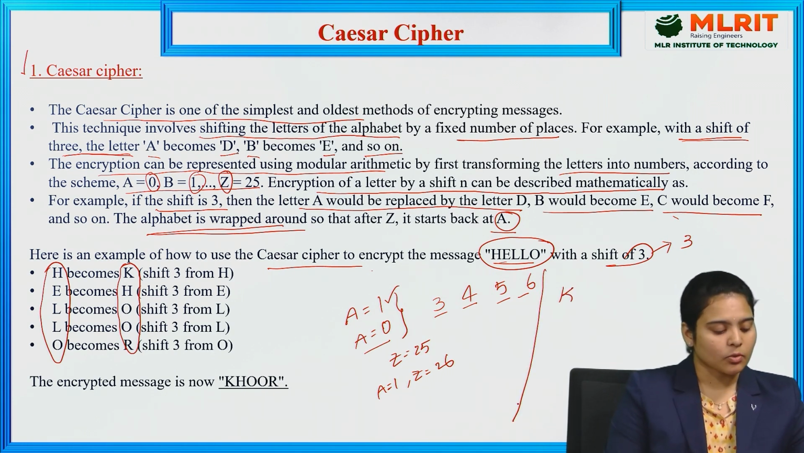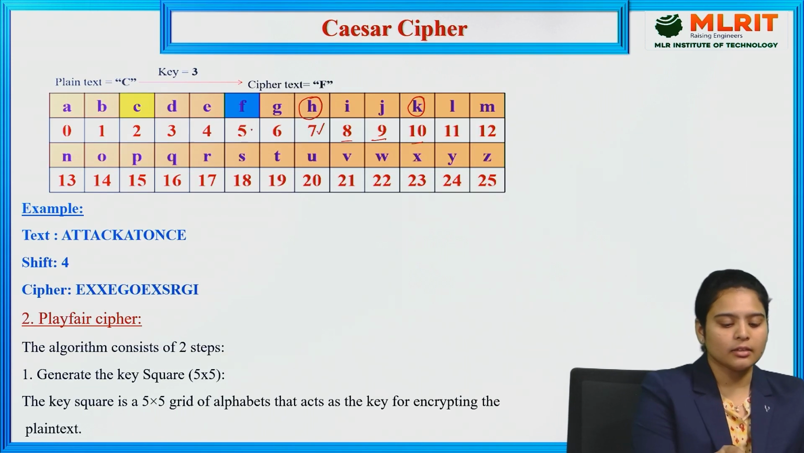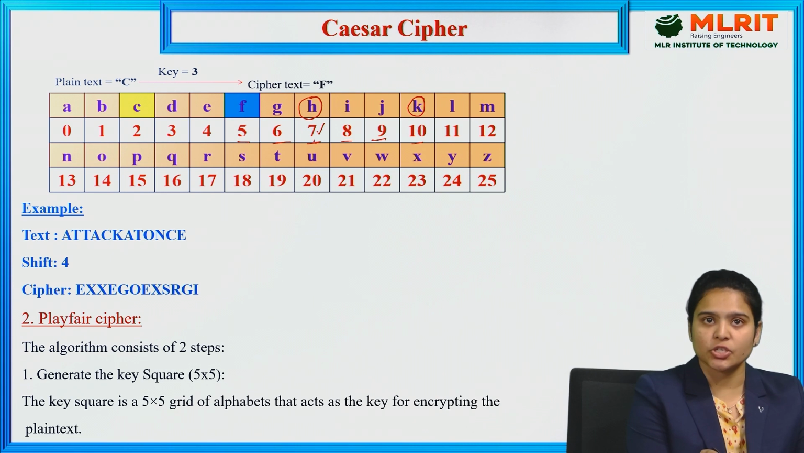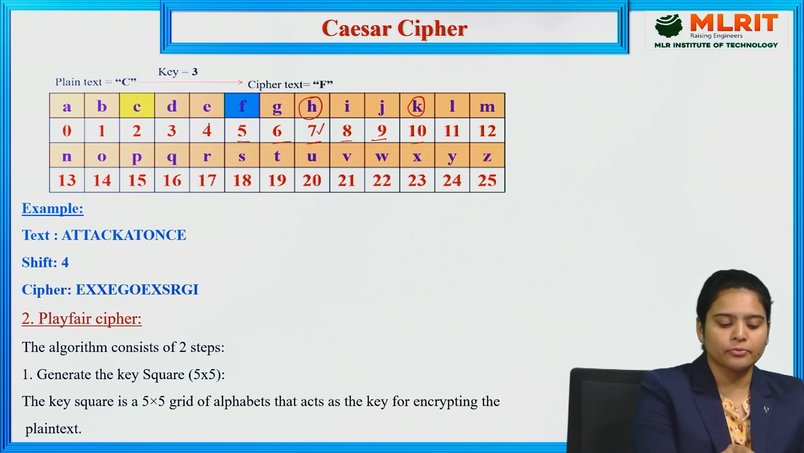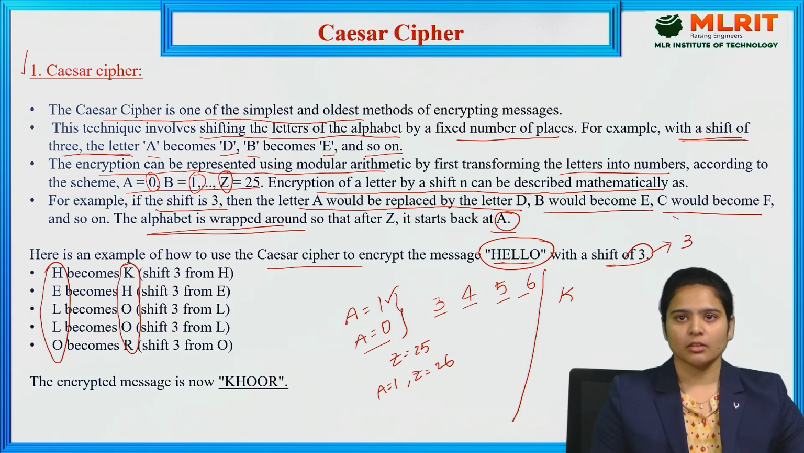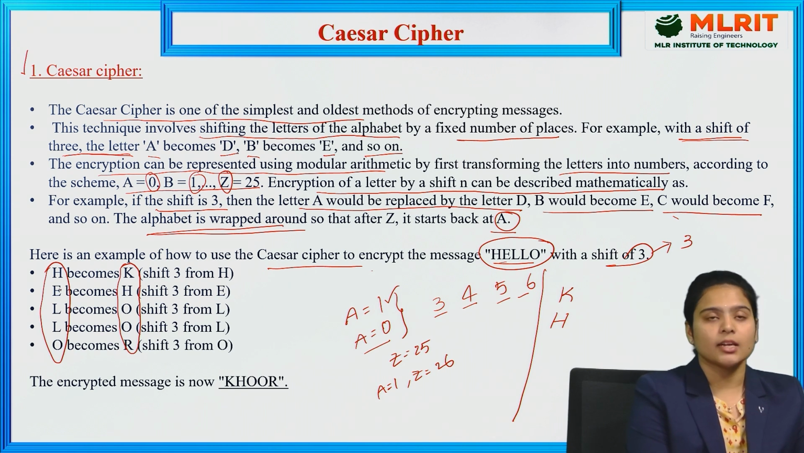The next, what is the letter E? The letter E would become F, G and H. So with the count from E, 1, 2, 3, we are getting the value H. So K, and after that we got H for the E input.